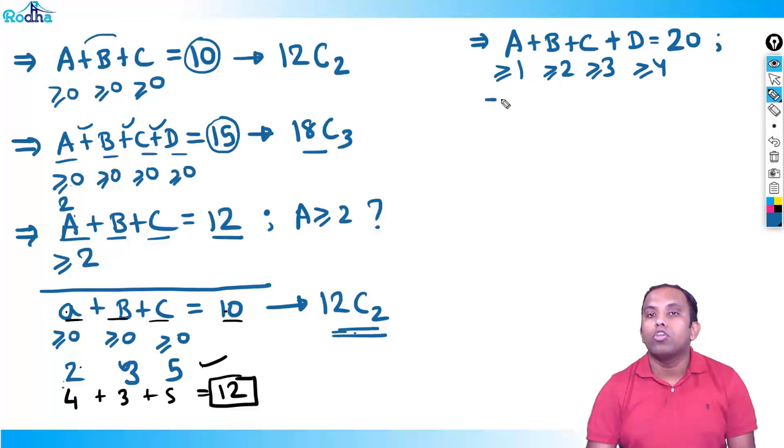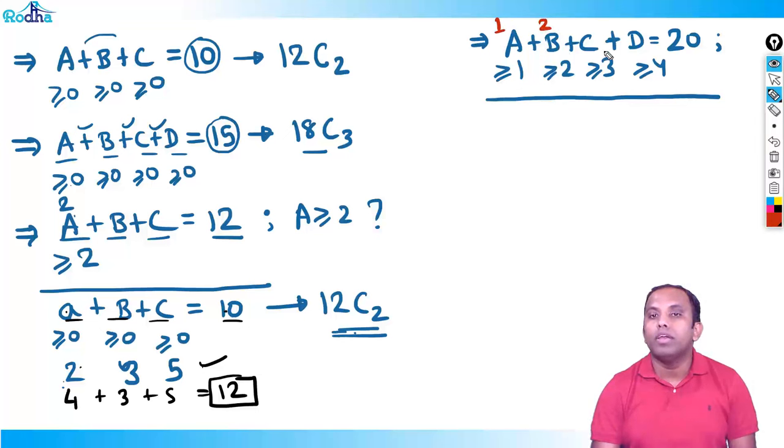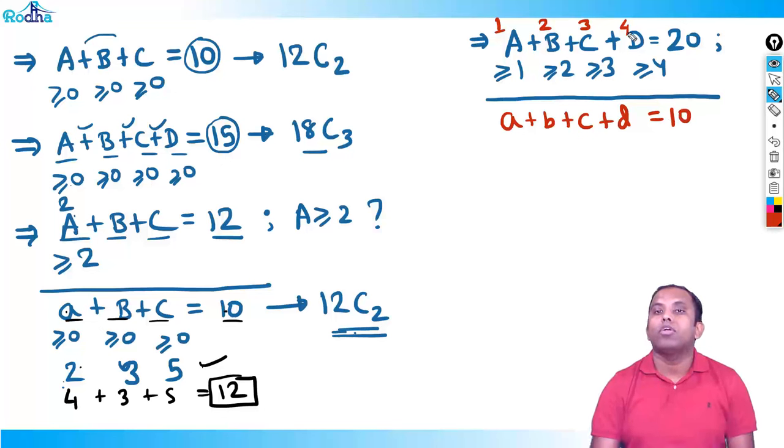So how to do it? First we'll satisfy the minimum condition. A needs at least 1, so give 1 to A. B needs at least 2, so give 2 to B. C needs at least 3, so give 3 to C. And D needs at least 4, so give 4 to D. So, 1 plus 2 plus 3 plus 4, 10 chocolates given, right? So, now A plus B plus C plus D is equal to 10, we are left with 10 because 10 is already given.